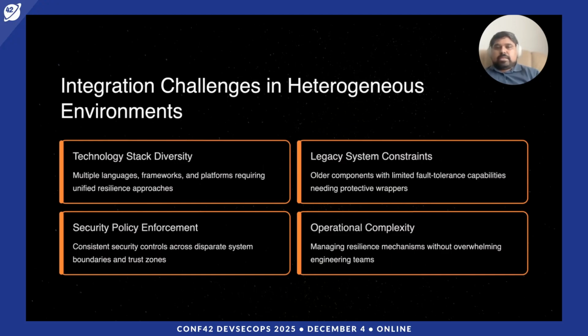Integration challenges in resilience engineering. The first challenge is technology stack diversity. We have multiple languages, frameworks, and platforms that need unified design approaches. In a real scenario, every application will have different frameworks. For example, a payment service can be Java with the Spring Boot framework, another service Python with FastAPI, and the front end mostly React or Node.js. The database will be PostgreSQL, etc. Messaging will be Kafka. Each has different failure modes, monitoring tools, and recovery drivers.